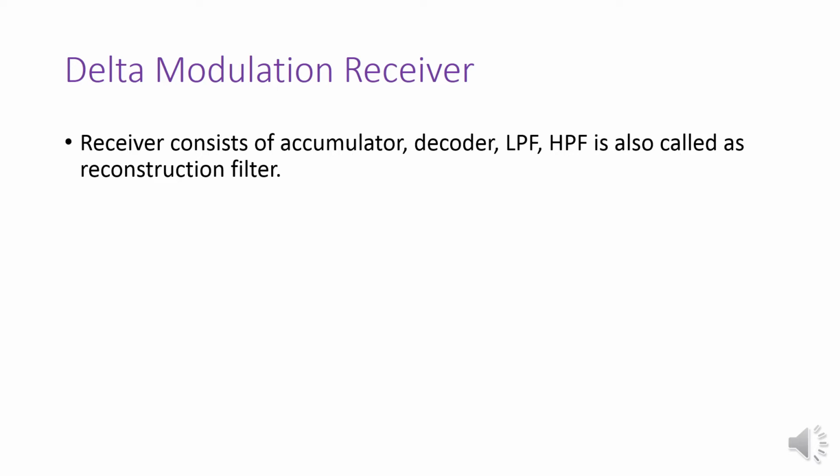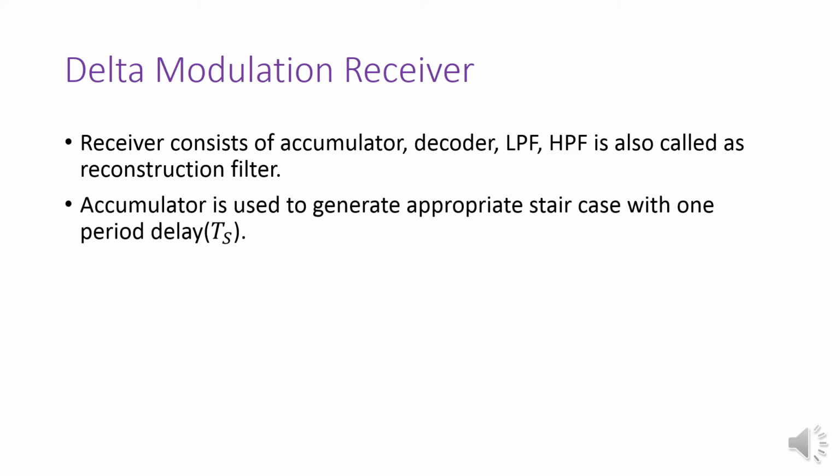Here we are going to see the delta modulation receiver. The receiver block consists of an accumulator, a decoder, a low pass filter and a high pass filter, which is also called the reconstruction filter. The accumulator is used to generate the appropriate staircase with one delay, that is T.